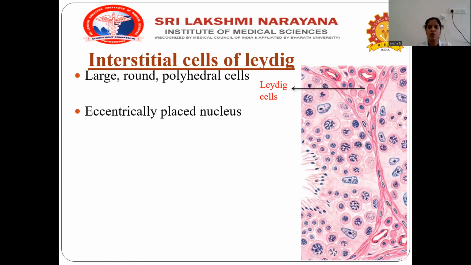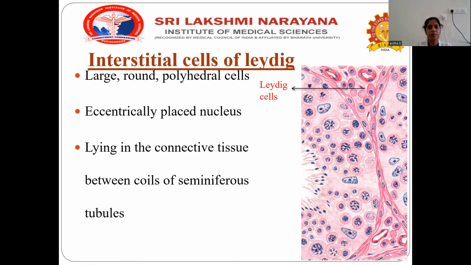They are large, round, polyhedral cells. You can see they are a little bit big. They have an eccentrically placed nucleus; here you can see it is placed at one corner. They lie in the connective tissue between the coils of the seminiferous tubules. This is one coil of seminiferous tubule, and in between the coils you can see connective tissue that contains the interstitial cells of Leydig.